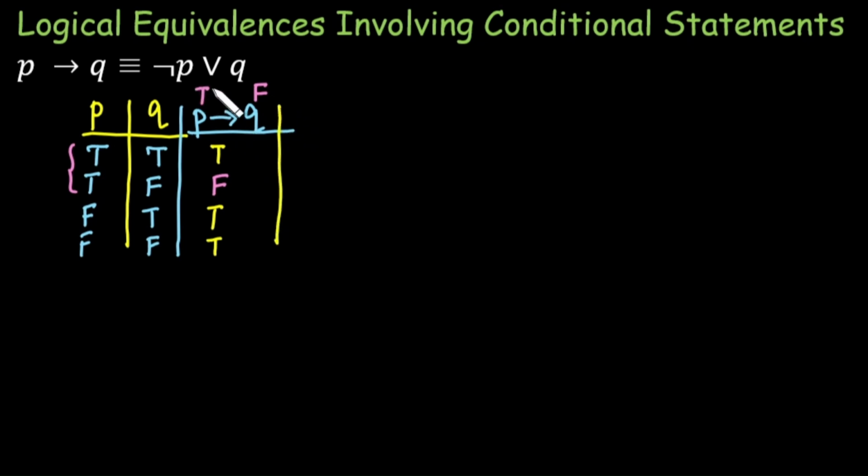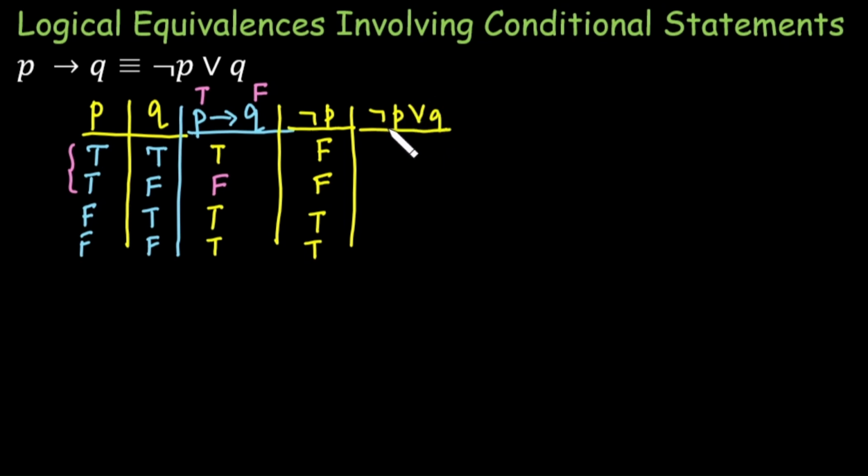Now we need to move on to the right hand side, negation of P or Q. So let's take the not P statement first. Not of P is false, false, true, true. Now write not P or Q. Here we are using the or operator. The or operator is false only when both are false.